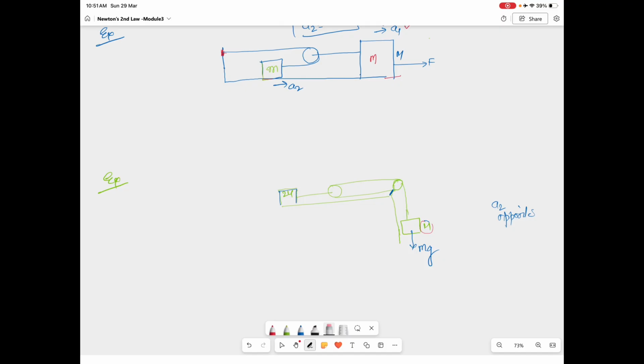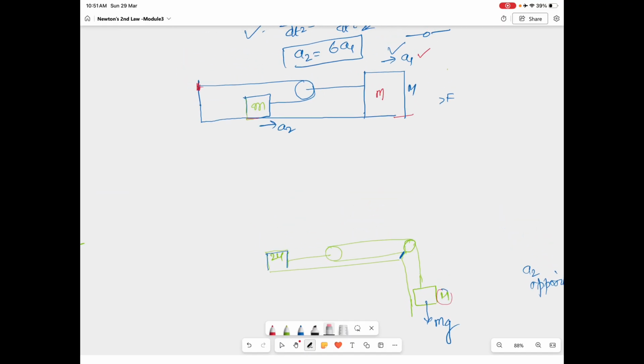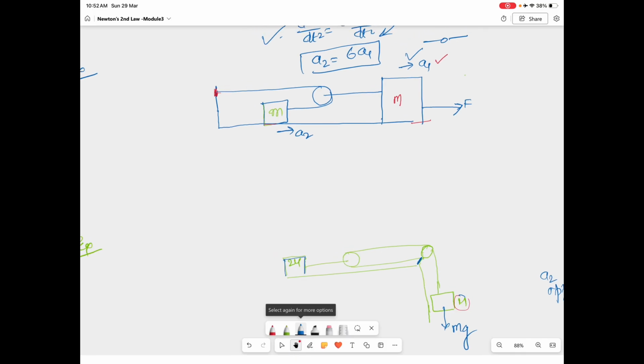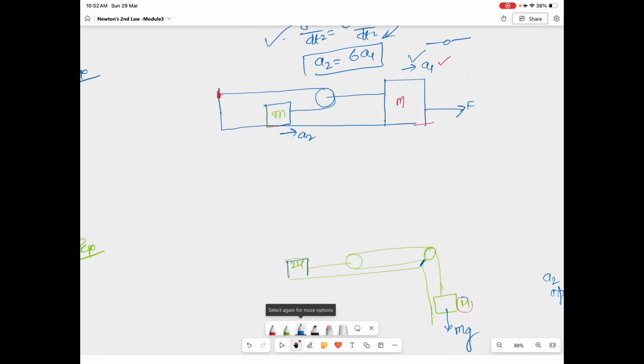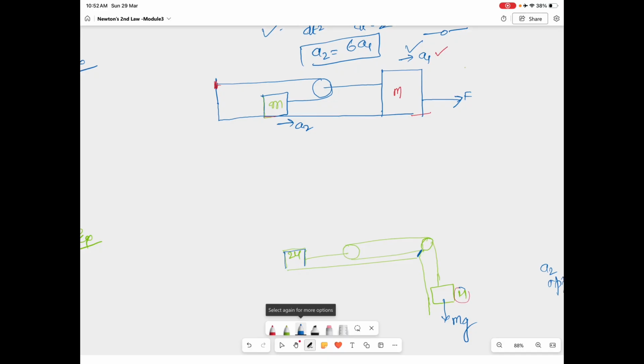Here you have a capital mass M, which is applied by a force F, and there is a small mass m. So I have to establish a relation between A1 and A2. Once this relation between A1 and A2 is established, the rest of the question will become easy to solve.